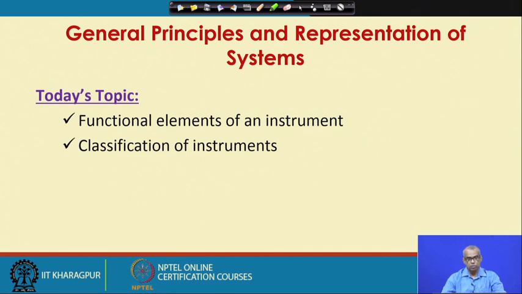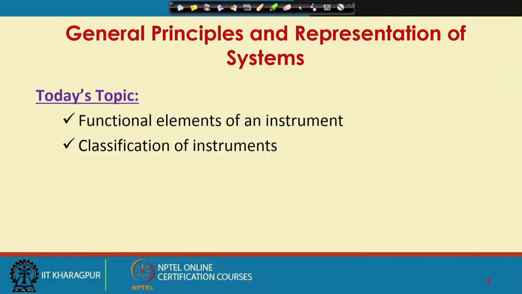We will also see how to classify various instruments. There are various considerations, and depending on those considerations, instruments can be classified in various manners. So, we will see some of those ways to classify various instrumentation. First, let us talk about functional elements of an instrument.